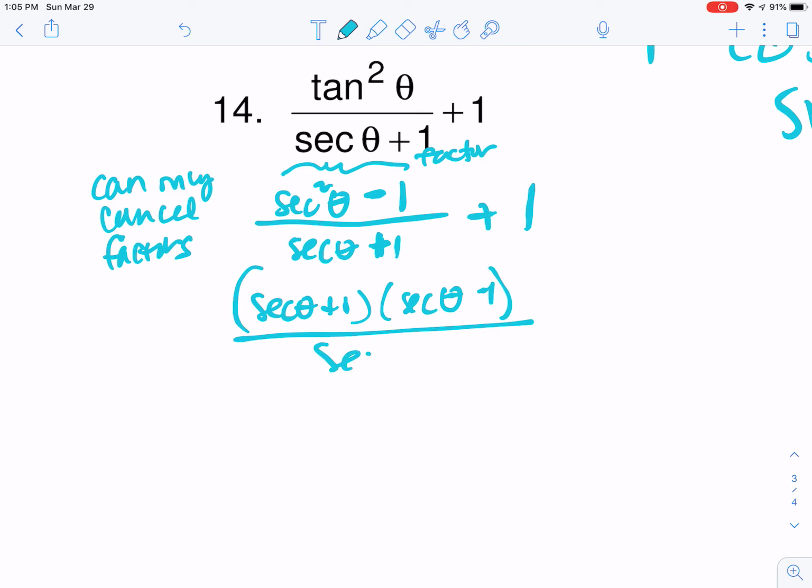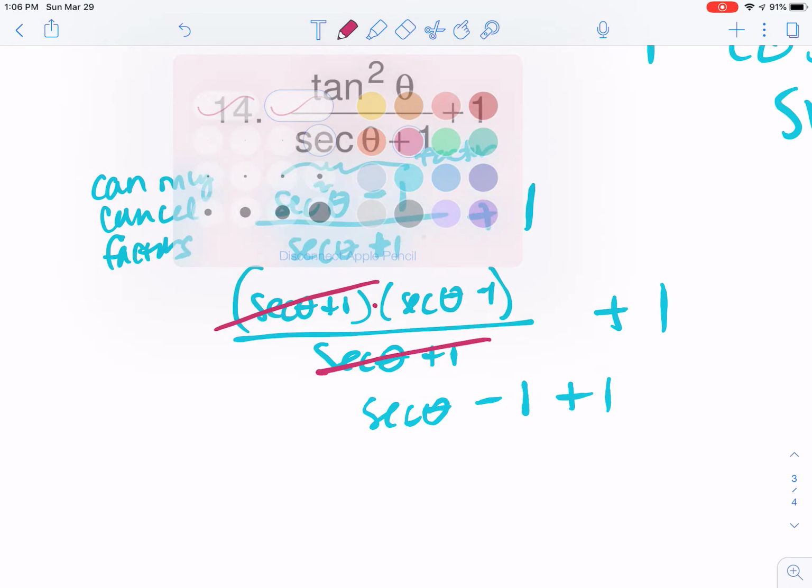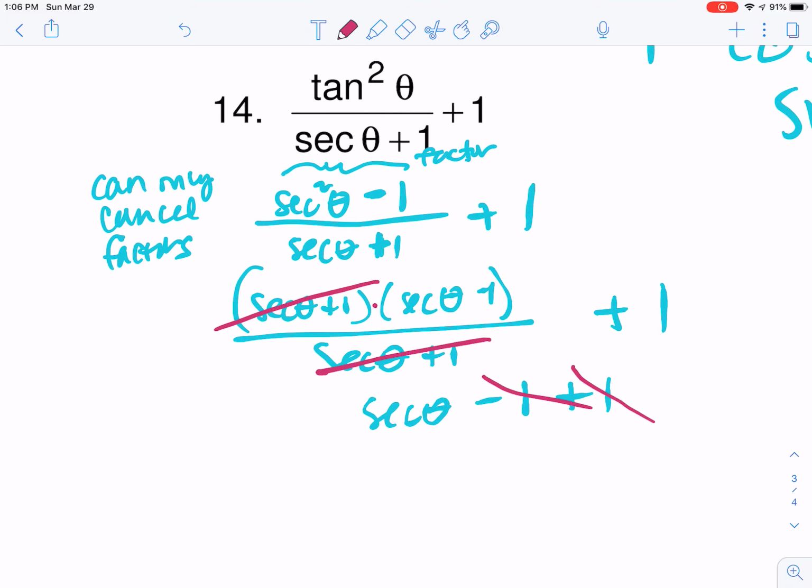All of that is over secant theta plus 1, and then there's a plus 1. Well, now you can cancel because this entire thing matches this factor because they're being multiplied. So I get secant theta minus 1 and then plus 1. And then what happens to my 1's? Plus 1 and minus 1 cancel. So I end up with just secant theta.